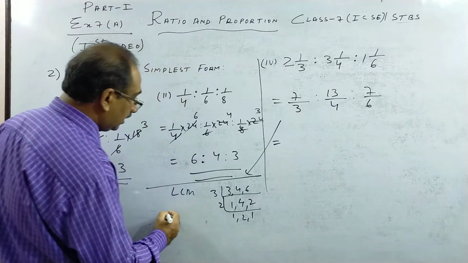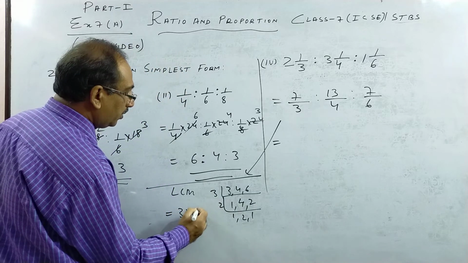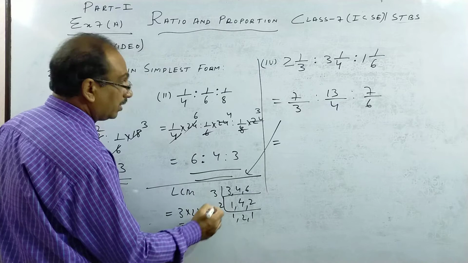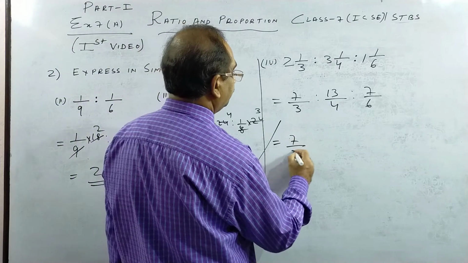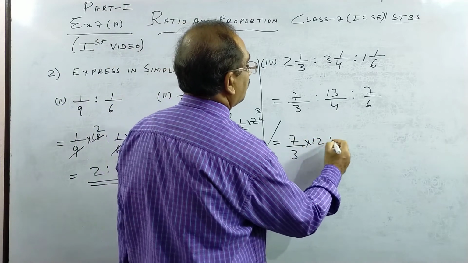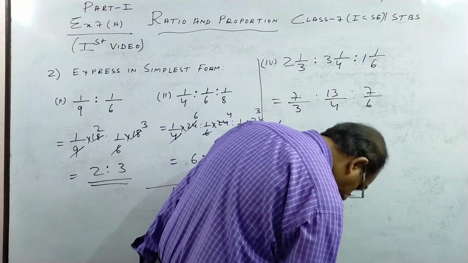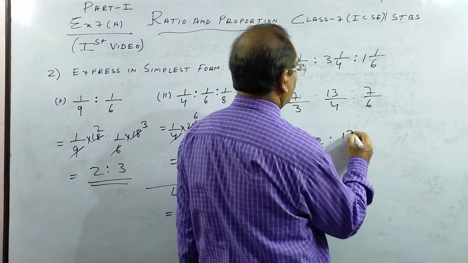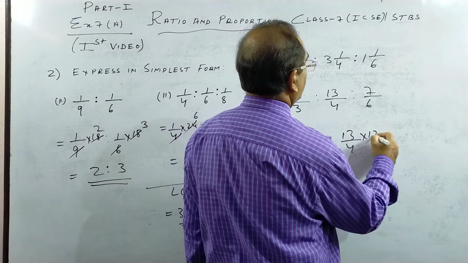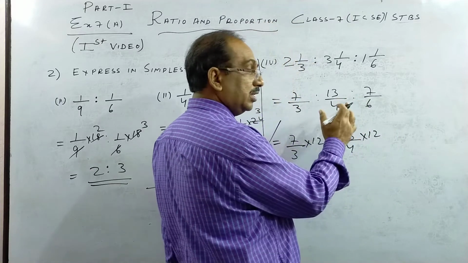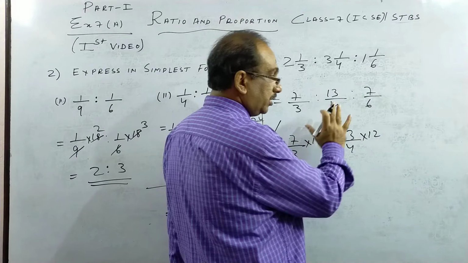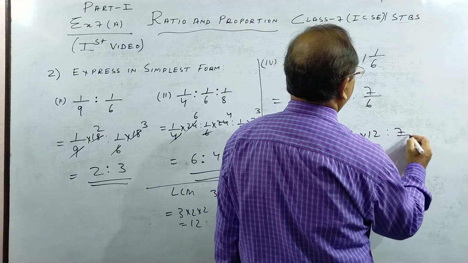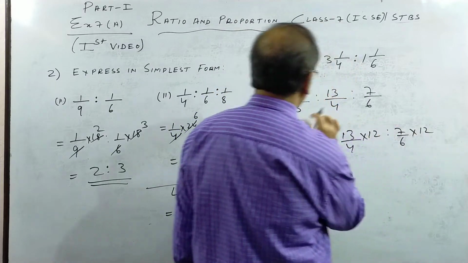So what is the LCM? 3 into 2 into 2. 6 twos are 12. So here each term will be multiplied by 12. Let it be in the ratio only. I have not converted it to division form, fraction form. I have let it be. So this 12, how will you get, children?